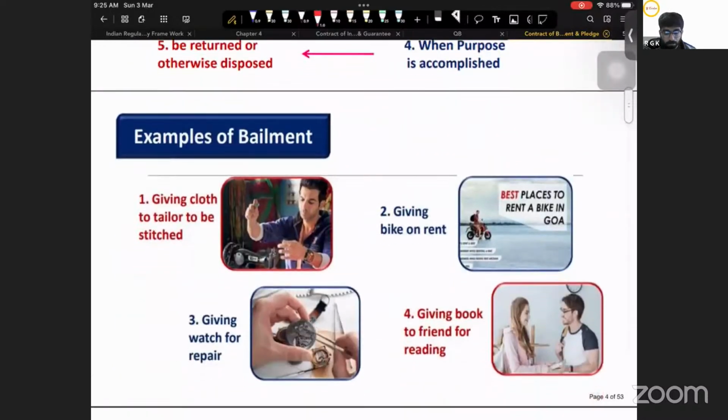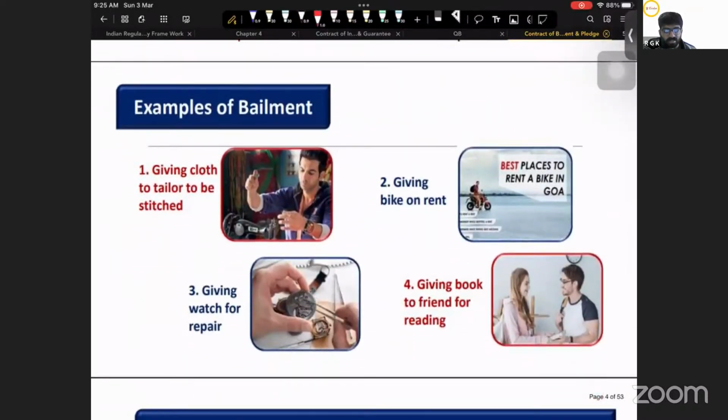Examples of bailment: giving clothes to a tailor to be stitched, giving a bike on rent. We have Bounce or Zoom Car, these concepts where you take the car from Zoom, use it and give it back, hiring the car. Giving a bike or car on rent, giving a book to a friend to read, giving a watch for repair. Or sometimes you have a cell phone and you give it to another person to take a snap of yours.